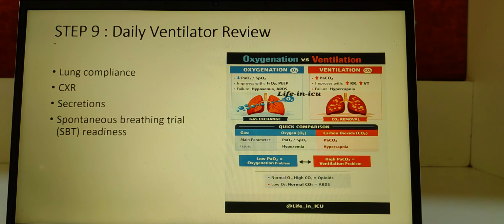Then daily ventilator review. Once your patient is intubated, daily we have to review our patient and ventilator. So we look for the lung compliance. Once your disease recovers, lung compliance will be improving, x-ray will improve, secretions will come down. If you are getting all these things, like compliance has improved, x-ray is better, secretions have come down, we can think of the extubation of the patient. So ideally we should be giving a daily spontaneous breathing trial to the patient. We should be looking for the weaning of the patient once you have intubated.